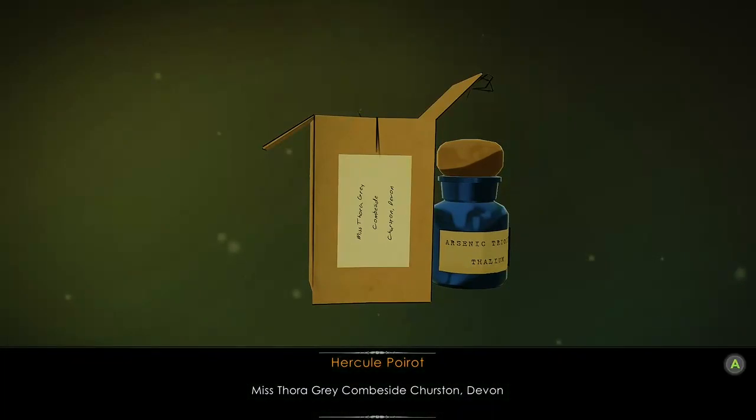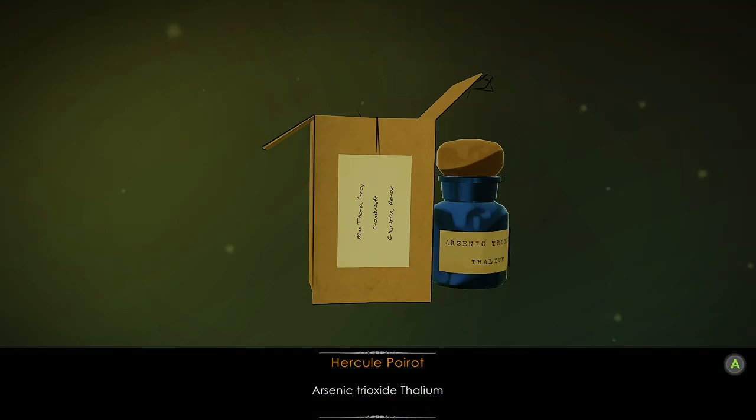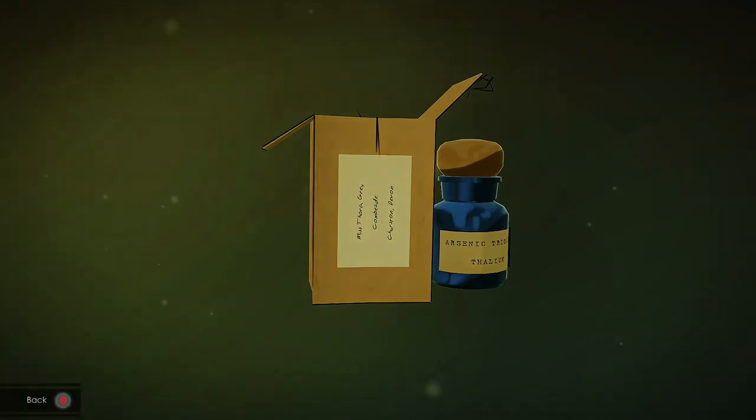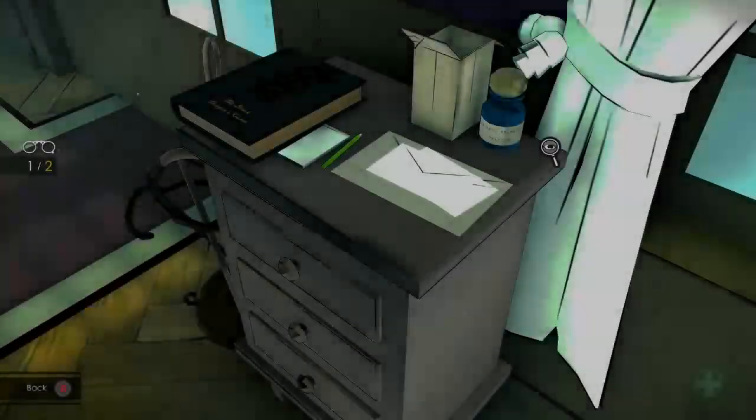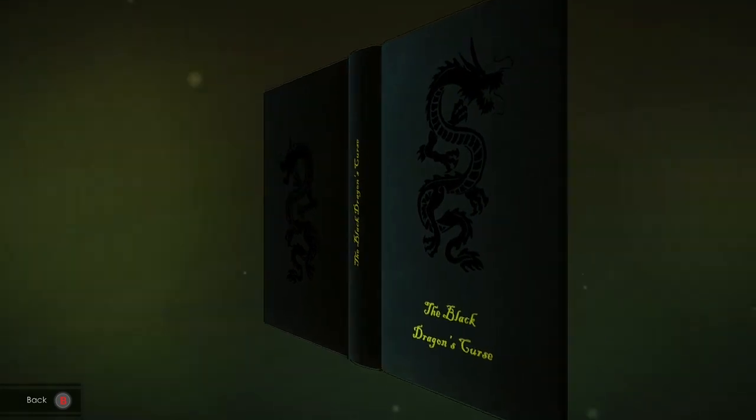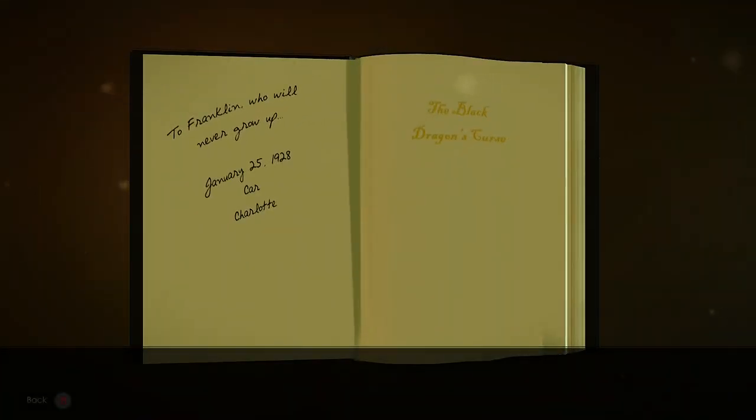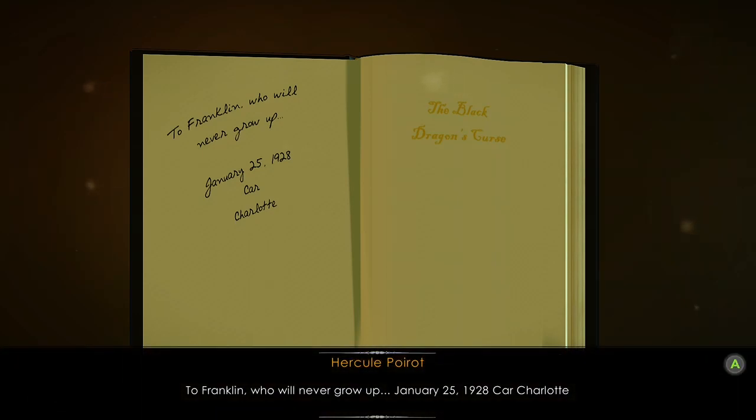Miss Thora Grey, Coomside, Chudston, Devon. Arsenic trioxide, thallium. That doesn't sound healthy, the fact that it's arsenic. Black Dragon's Curse. The Black Dragon's Curse. To Franklin, who will never grow up. January 25, 1928. Charlotte.